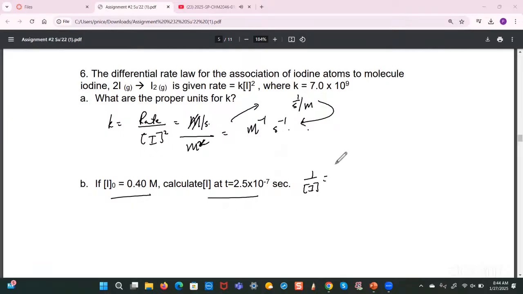Okay, so as I was saying, the equation for the second order reaction is 1 over the concentration of, in this case, I, is equal to 1 over the initial concentration of I plus kt. Now, what the question is asking for is t. So therefore, t would be equal to 1 over the concentration of I, minus 1 over the initial concentration of I, all over k. And we put the numbers in.